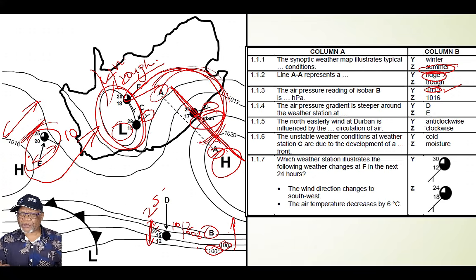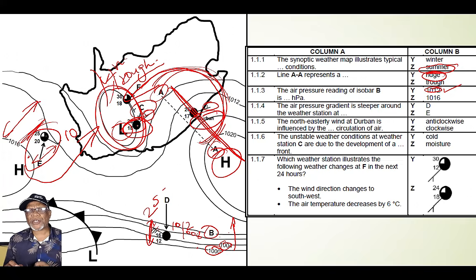Okay, now let's continue here. The unstable weather conditions at weather station C. This is weather station C. Why do we say the weather conditions are unstable? At the weather station here, the weather conditions are unstable because you can see clouds. You can see clouds here. The clouds are an indication of unstable weather conditions.